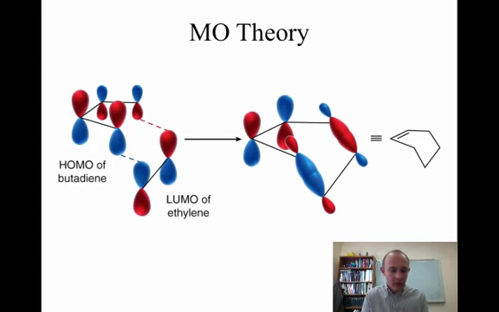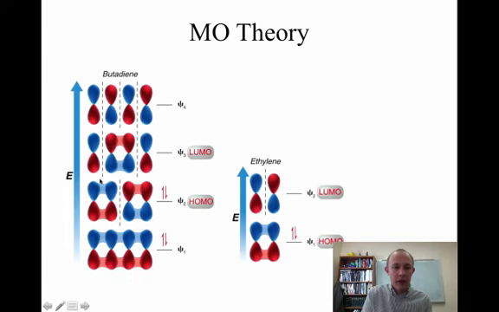Okay, so if we go back here, notice that the two ends of our highest occupied molecular orbital are out of phase with one another. So you have red down and red up here. And the two ends of our lowest unoccupied molecular orbital for ethylene are also out of phase. And so these things can line up perfectly.